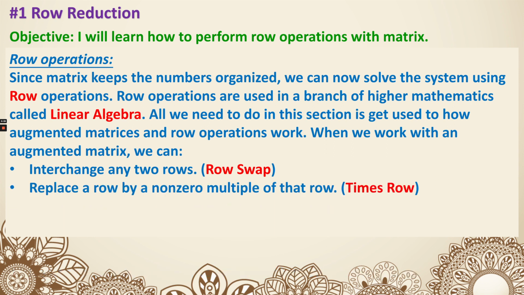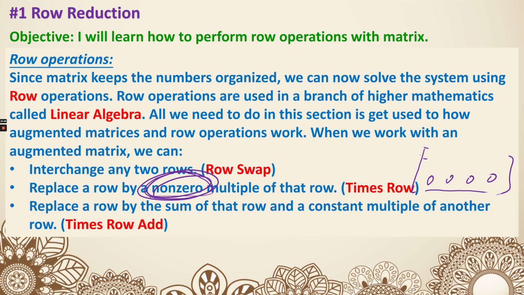Next, you can replace a row by a non-zero multiple of that row. Here's the thing, non-zero. That is very important. Because if you multiply the whole row by 0, you just get a bunch of zeros, which actually won't do anything. This row of 0 doesn't help you with solving the system of equations. So we will never multiply a row by zero. But you do have the option to multiply that row by any other numbers that are not zero.